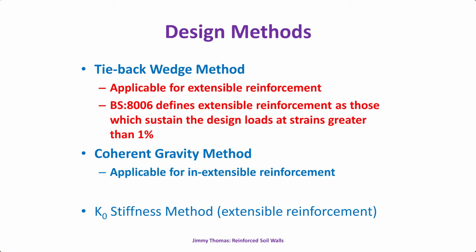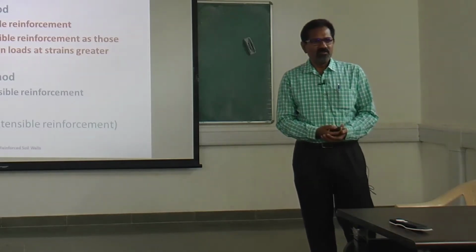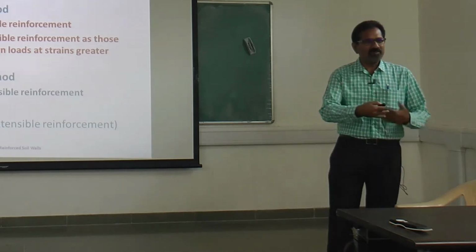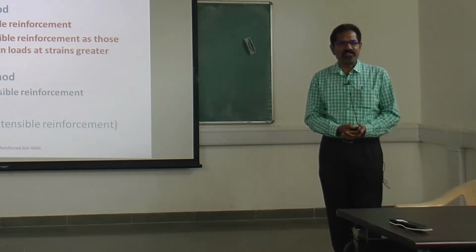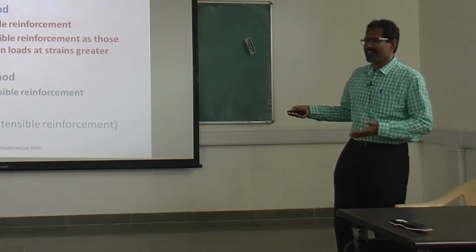Then there is another method, the coherent gravity method. It is applicable for inextensible reinforcement. This is more or less an empirical method, which has evolved from measurements on actual structures, like the earth pressure distribution on actual structures. Then there is another, the K-naught stiffness method. In the other methods only the strength of the reinforcement is considered, whereas this one also takes into account the stiffness. But it is an advanced method that has not yet come into routine practice, and I also don't know much in detail.